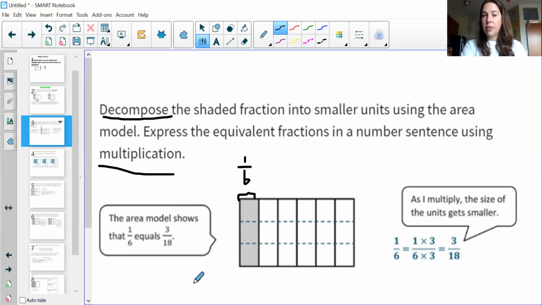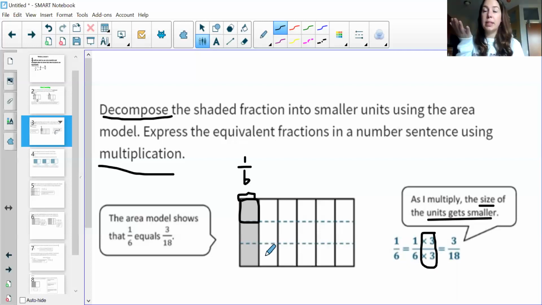Then count the number of rows that they created with the dotted lines. So there's 1, 2, 3 rows. So we're going to multiply by 3/3. So 1/6 times 3/3 equals 3/18. As you multiply, the size of the units gets smaller. This is really important. The size of the units gets smaller. So each piece is now smaller than what we started with, but we have more of them. So it kind of balances each other out.